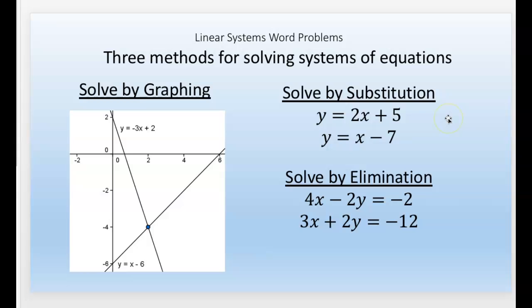That's substitution. Or you can use elimination, where we get an additive inverse, like negative 2y and positive 2y. So we add these two equations up, we eliminate one of the variables. And then we can solve for one variable, plug it in, and find the other variable, okay? Those are the three methods we've looked at.